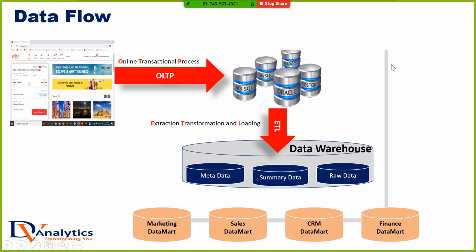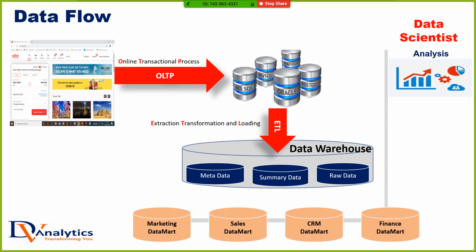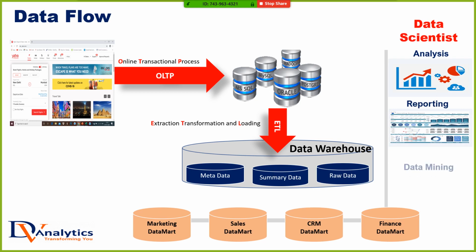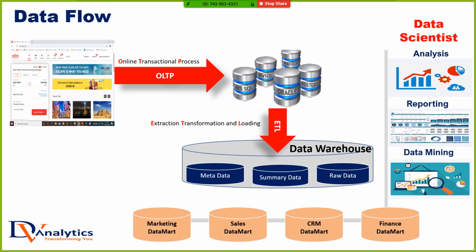Now, this data is going to be used by a data scientist. How will the data scientist use that data? They will access this data, analyze what is happening to the business, and make a report. That is called the visualization effect, saying what is happening and why it is happening. Then they also work on data mining, where they work on the prediction part. So this entire journey ends with a data scientist.